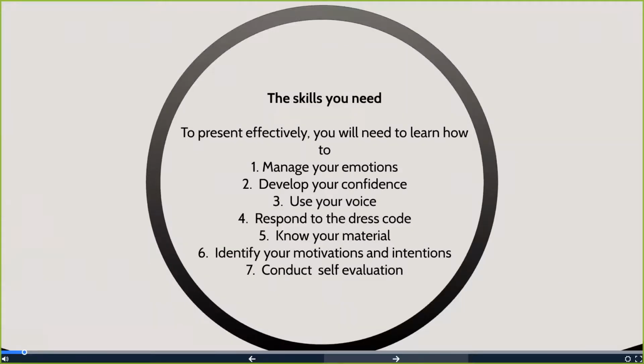So if we were to isolate the skills you need, what we do know is that to be an effective presenter, you will need to learn how to: 1, manage your emotions; 2, develop your confidence and self-belief; 3, effectively use your voice; 4, respond to the dress code; 5, know your material; 6, identify your motivations and intentions; and 7, conduct self-evaluation.